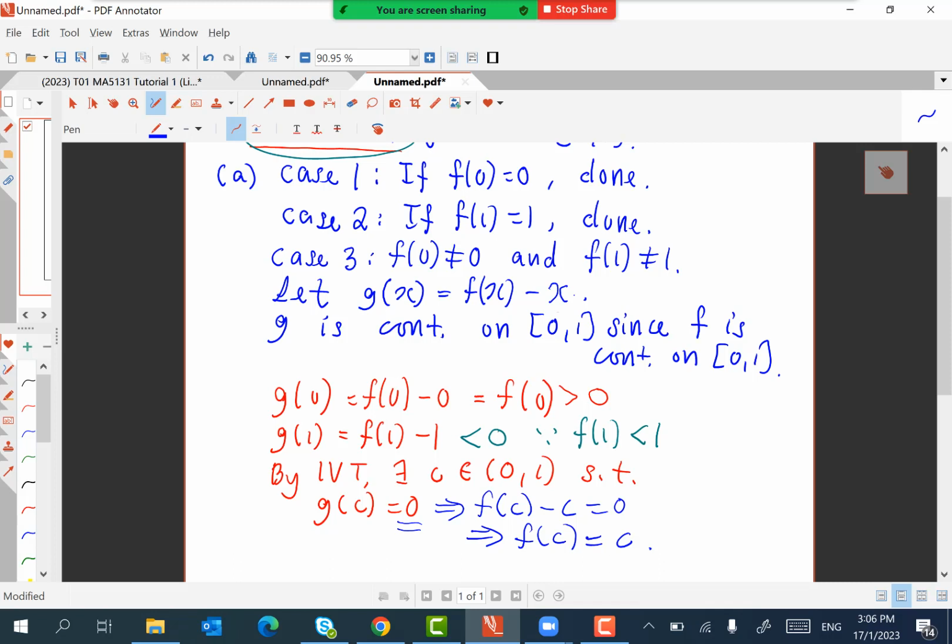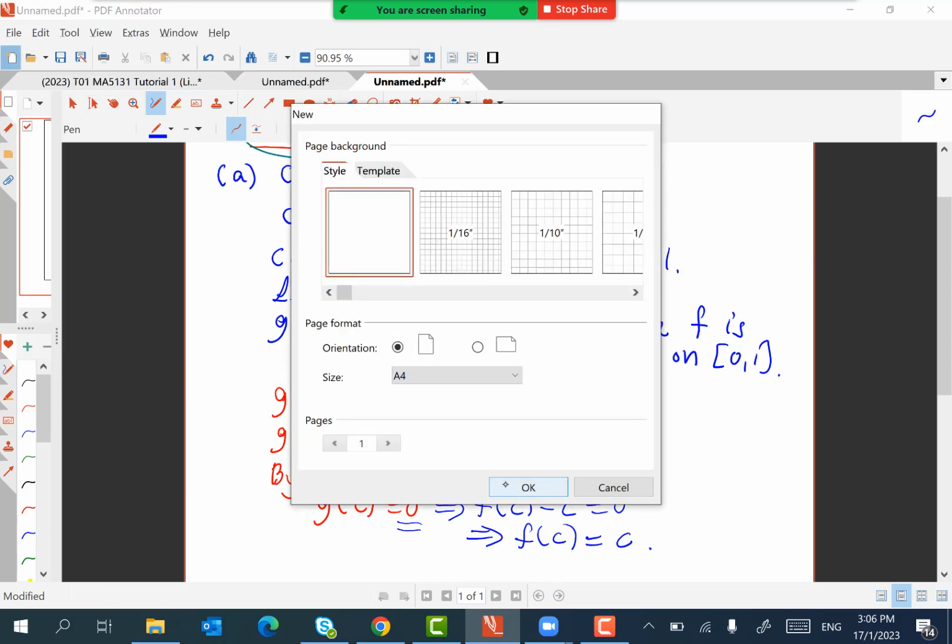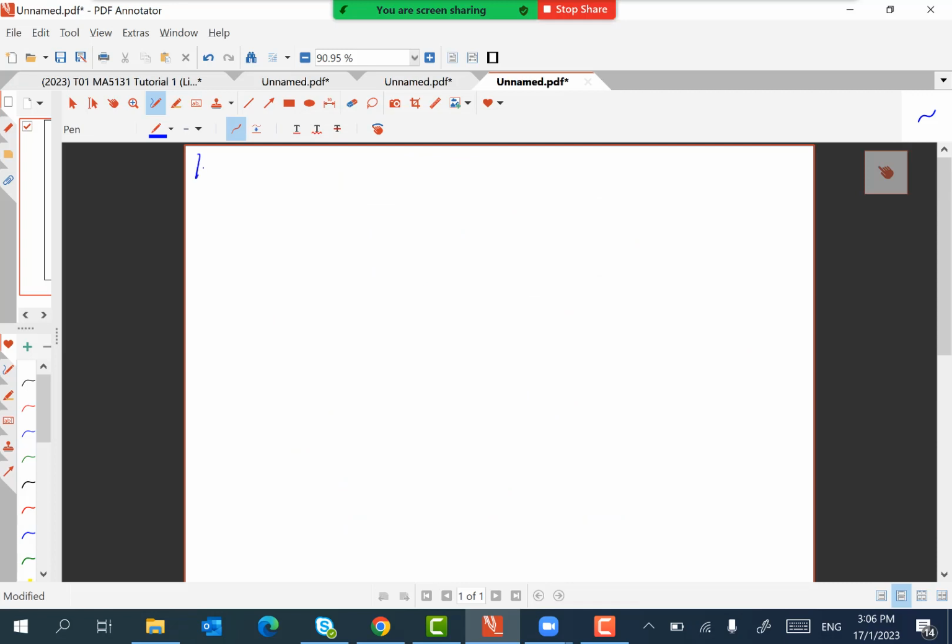Okay, so let's do question 14, 14b. Okay, 14b is something similar, right? So you want to start off like this, no? Okay, define a function g(x) as this: 2x f(x) minus 1 plus x.